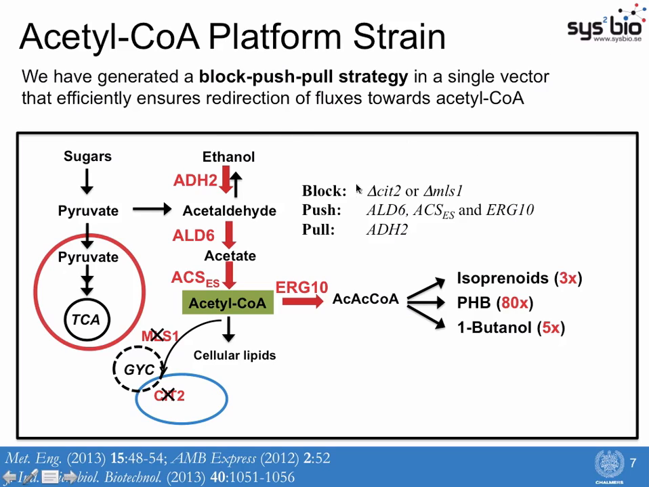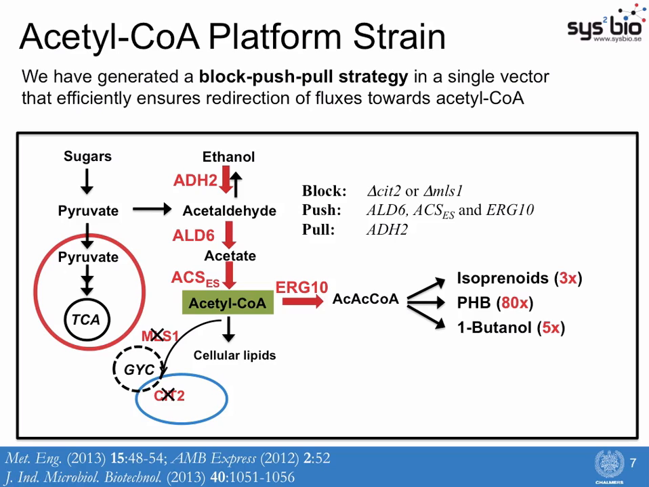So we generated what we call a block push-pull strategy a couple of years ago. Basically, by increasing flux down towards acetyl-CoA in the cytosol, but at the same time also pulling in ethanol that is produced typically at high sugar concentrations during growth on yeast, by overexpression of ADH2, but also overexpression of ERK10, in this case for products derived from acetoacetyl-CoA.